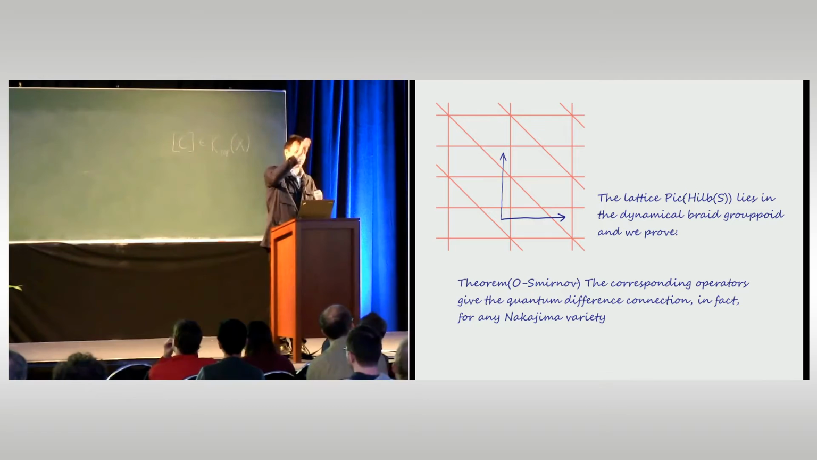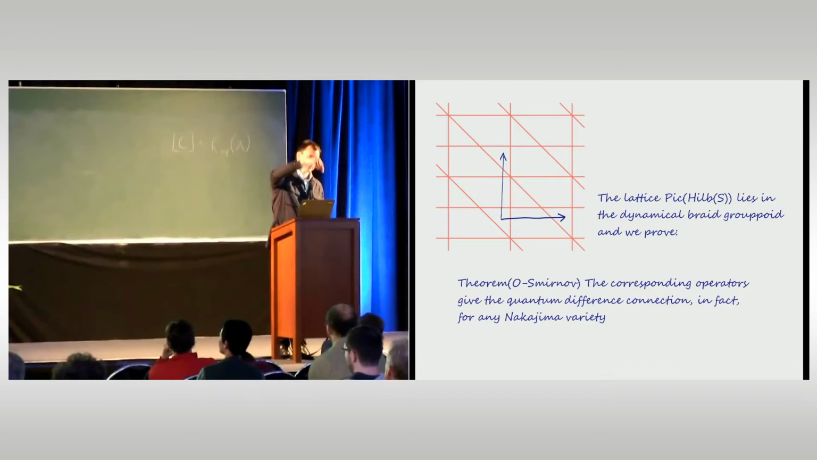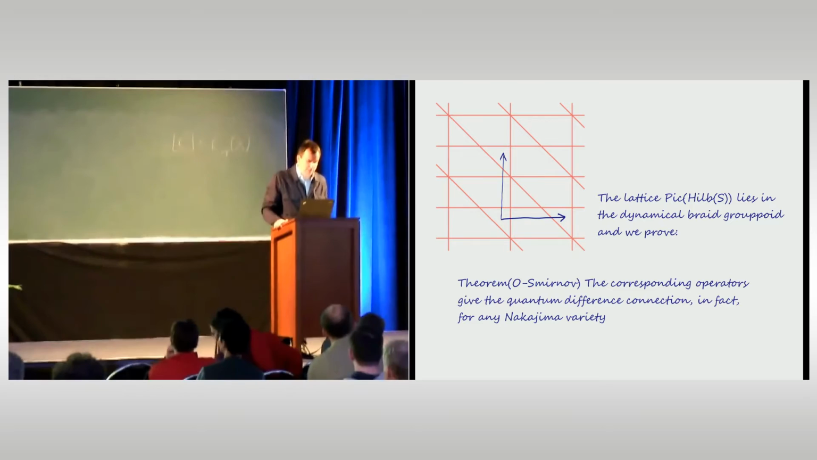So if I have, in particular, since my lattice arrangement is invariant under the translation by a period, I have in particular paths that go just along the translation, and just go over all these walls. So it'll be a lattice in my Weyl groupoid. And we'll prove that this lattice is the lattice of operators in the quantum difference connection for in fact any Nakajima variety. And so what does this thing look like in an example.